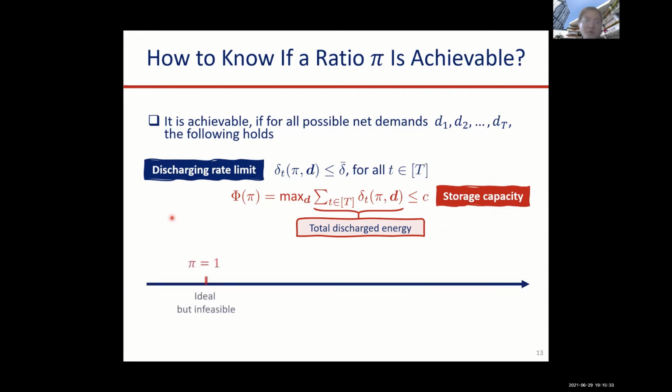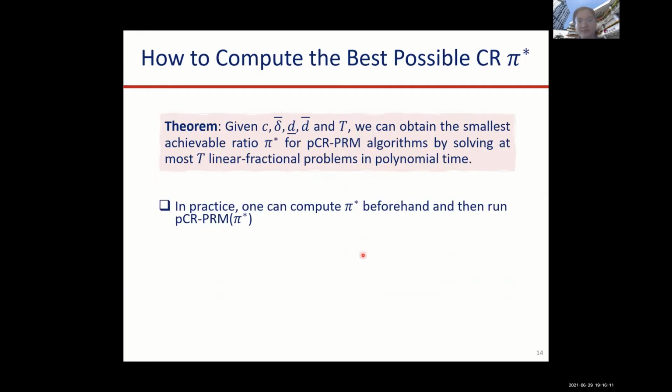If we are aggressive, we give a smaller ratio. For example, we set the ratio to be 1. We expect that the online performance is exactly the same as the offline performance. That's the ideal case, but that's impossible because of the existence of uncertainty. If we give a very large ratio, the resulting discharging solutions are always feasible. However, the resulting competitiveness is not preferred because the competitive ratio of the resulting algorithm is large. We expect to find the smallest achievable ratio among the designed class of algorithms.